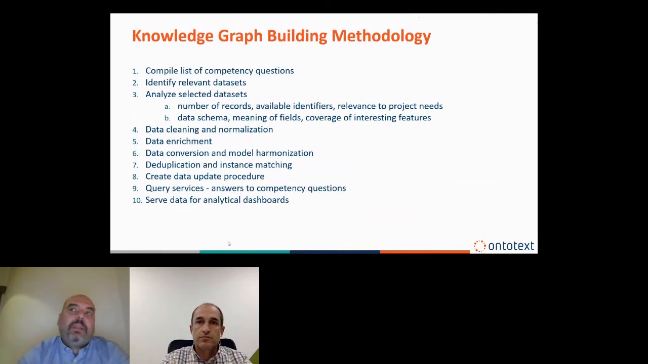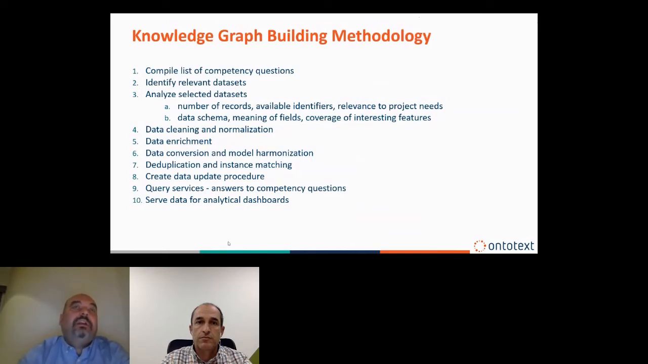For example, you can define a general competency question. I would like to know which are the key opinion leaders in a specific research medical domain. But this, in the eye of a clinical researcher, could be completely different from the needs of a clinical trial project manager, for example.